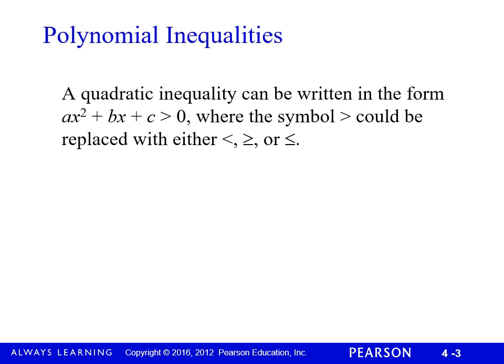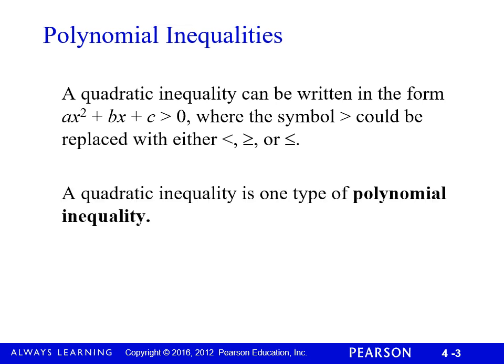A quadratic inequality can be written in the form ax squared plus bx plus c is greater than 0. And that's all we're talking about is inequalities. Equations have an equal sign. Inequalities have an inequality sign, which is either greater than, less than, greater than or equal to, or less than or equal to.